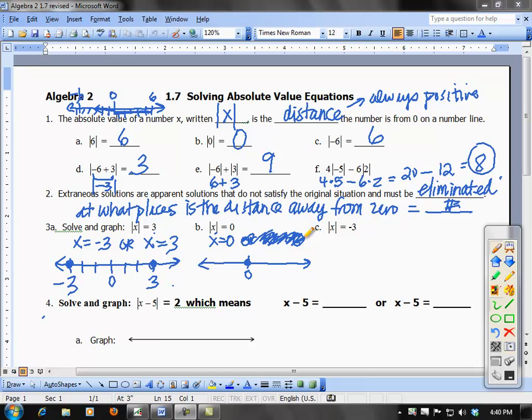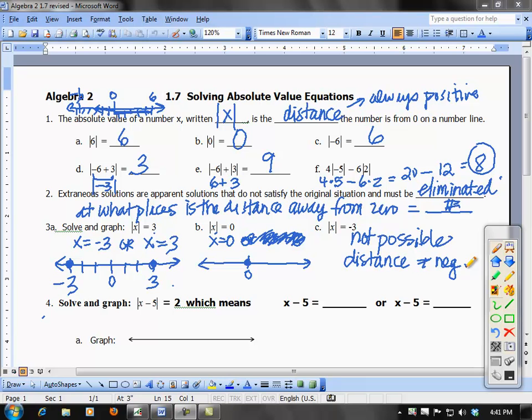Last but not least in this section, as you take a look, we are asking, where are you that the distance away is -3? The answer to this is not possible, because distances can never be negative. Okay, I can never have a negative distance. Okay, so keep that in mind.